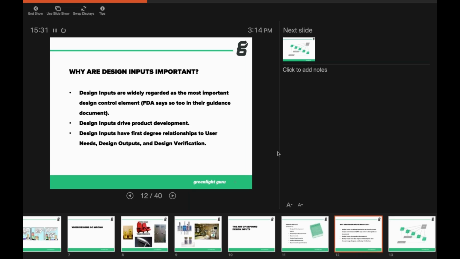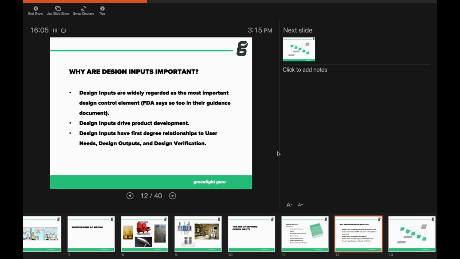And eventually, at some point in your project, you're going to be verifying that the device you came up with meets your requirements. A good way to think about design verification is that it is proof or evidence that you've designed the product correctly. And so if you are going to have to demonstrate that, then having a solid, robust, complete, comprehensive list of design inputs is going to be pretty important.